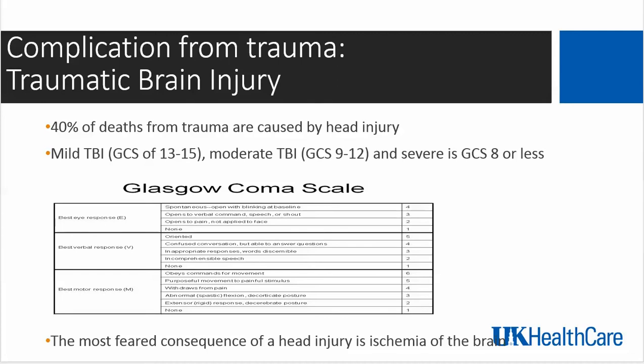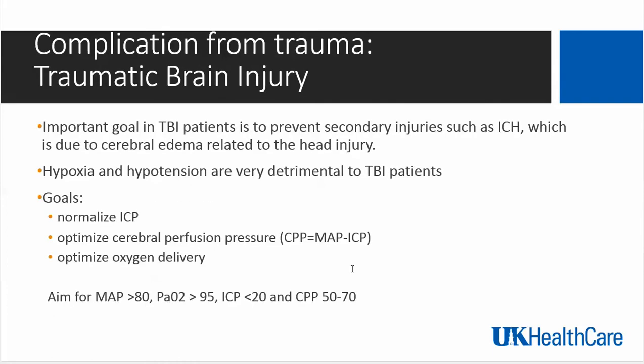As you can see, the Glasgow Coma Scale is based on best eye response, best verbal response, and best motor response. The most feared consequence of a head injury is ischemia of the brain. With patients with traumatic brain injuries, an important goal is to prevent secondary injuries such as intracranial hypertension, which is due to cerebral edema related to the head injury.